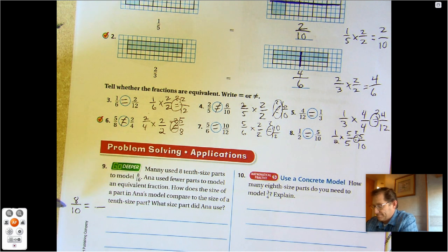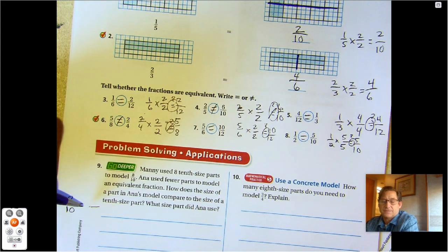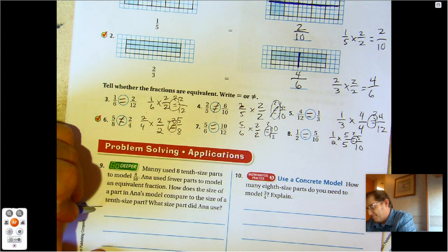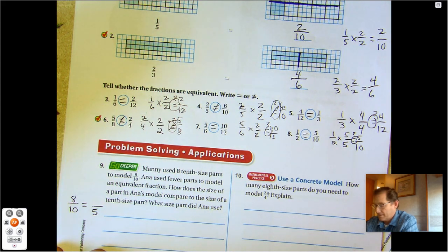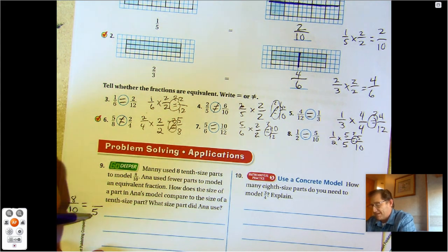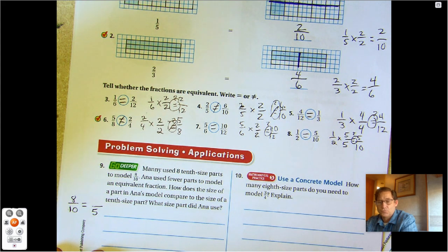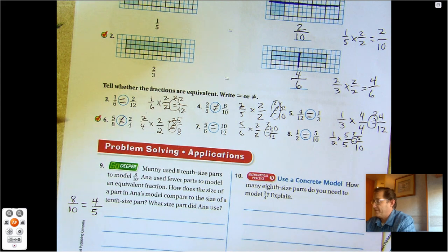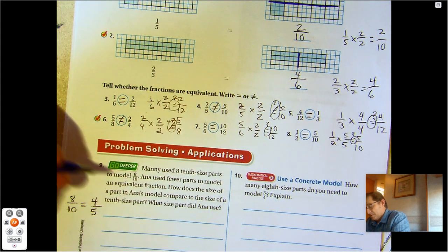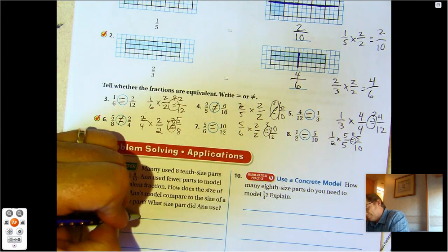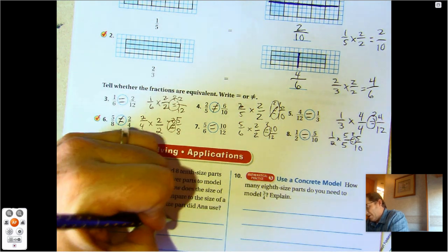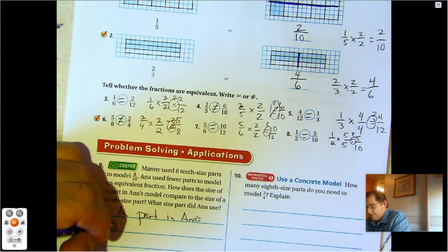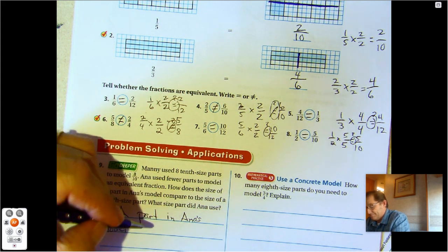Well, let's take half of the 10 equal parts and let's just make them 5 parts. So 5 times what is 10? 2. 2 times what is 8? 4. So 4/5. So a part in Anna's model is larger. She has less equal parts.